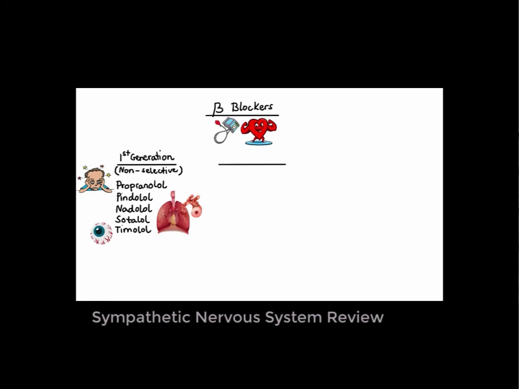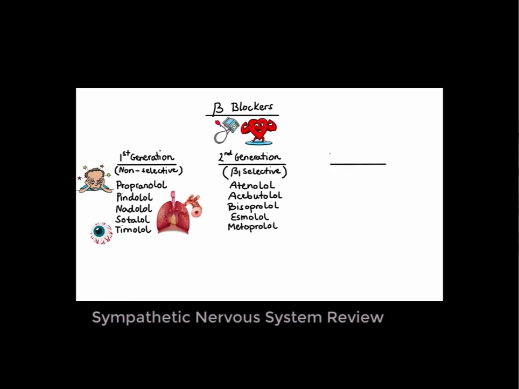Now let's move on to the second generation beta blockers, which happen to be selective for beta-1 receptors. And because of that, we also call them cardioselective beta blockers. Now, this cardioselectivity makes these agents more suitable in patients with chronic lung disease. However, keep in mind that at high enough doses, this beta-1 selectivity can be lost, and beta-2 receptor blockade may occur. Examples of these agents include atenolol, acebutolol, bisoprolol, esmolol, and metoprolol.